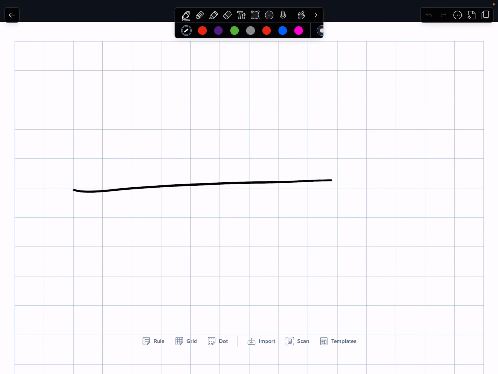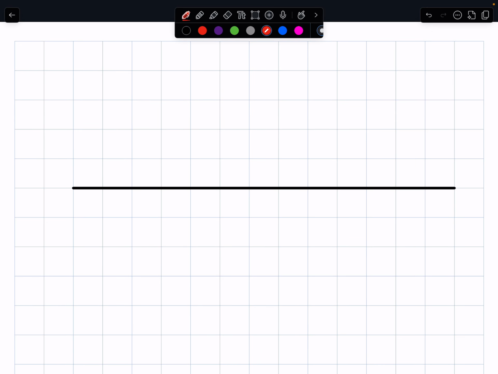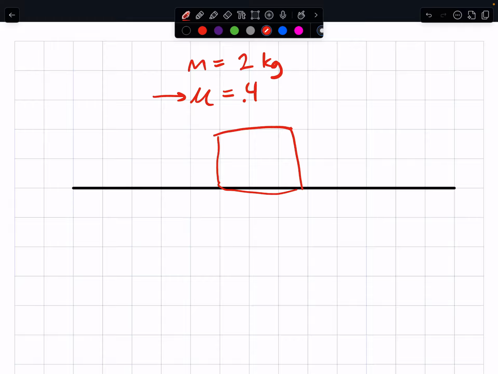Another friction problem. So let's say there's a level surface, and here's a box. And let's say the box has a mass of 2 kilograms. And now let's say there's a coefficient of friction between the box and this surface, mu is equal to 0.4.